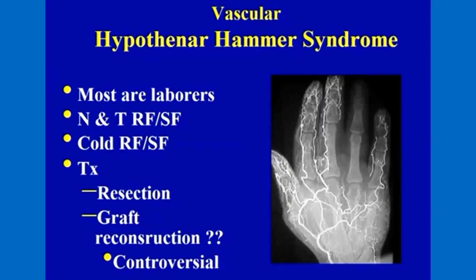There is a condition which is called hypothenar hammer syndrome. This is quite common among laborers. Now, over here, if you look at the X-ray, you see that the arteriography does not show uptake in the ring finger. So you have to treat whatever obstruction, apply a graft, and reconstruct. This is, I think, more the job of a vascular surgeon. But you should know that if this occurs, this is what should be done.